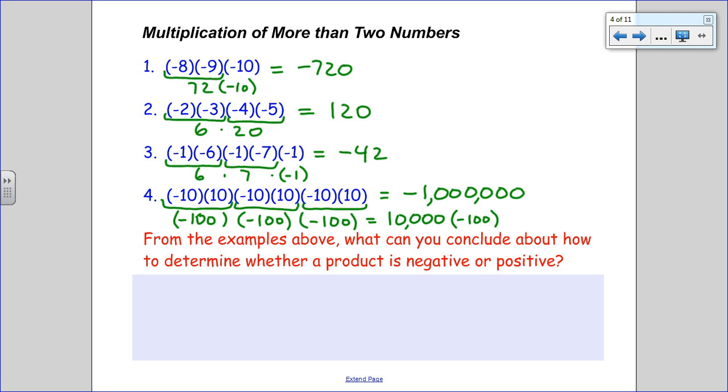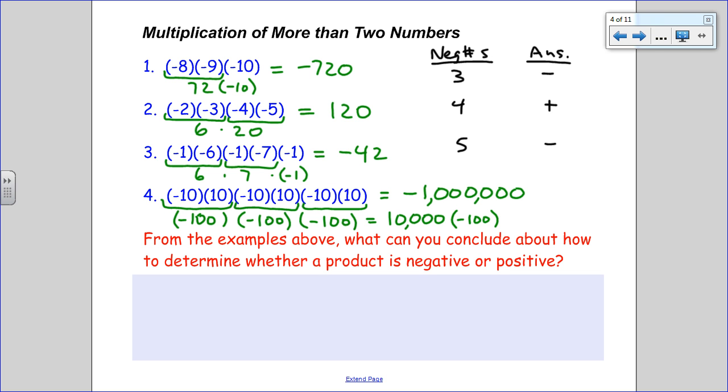From these examples, what can we conclude about how to determine whether a product is negative or positive? Well, let's look closely at the types of numbers being multiplied and the signs of our answers. Notice that in problem number 1, there were 3 negative numbers, and our answer was negative. In problem number 2, there were 4 negative numbers in our product, and our answer was positive. In problem number 3, there are 5 negative numbers, and our answer was negative.